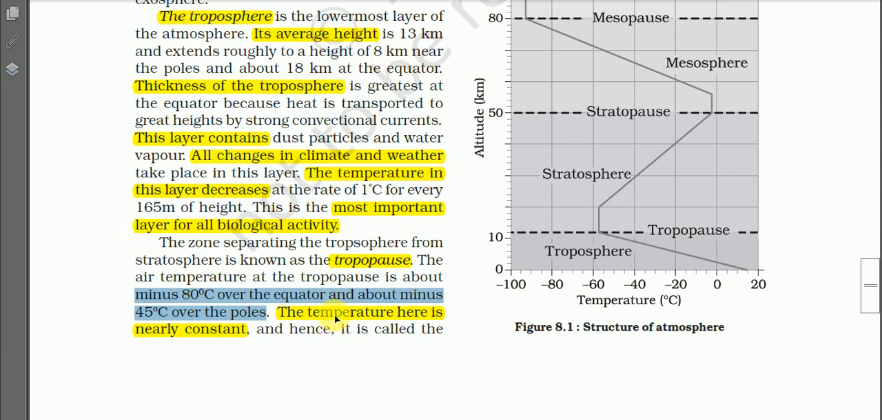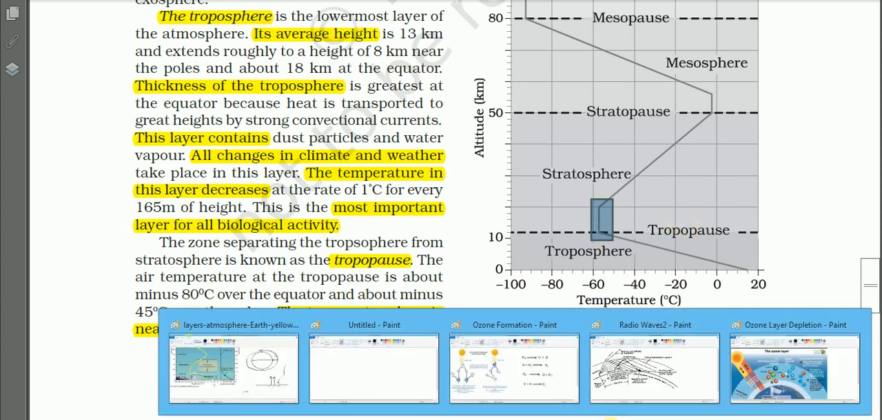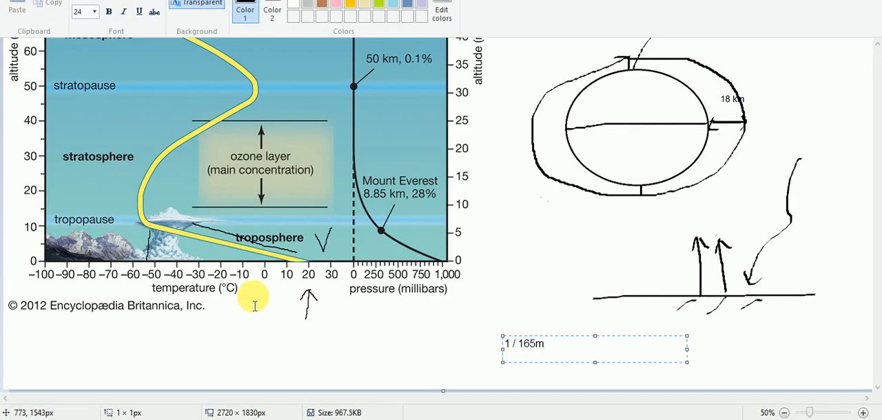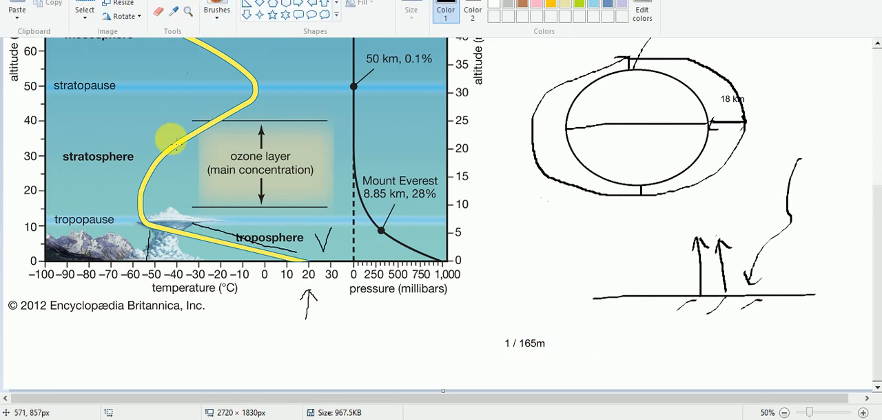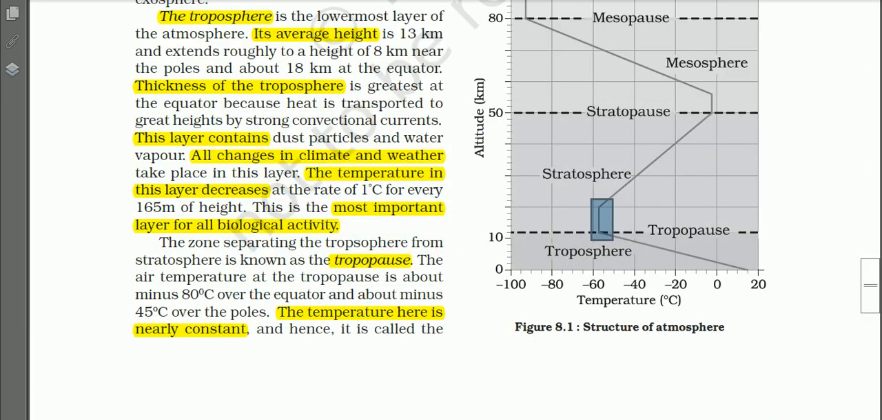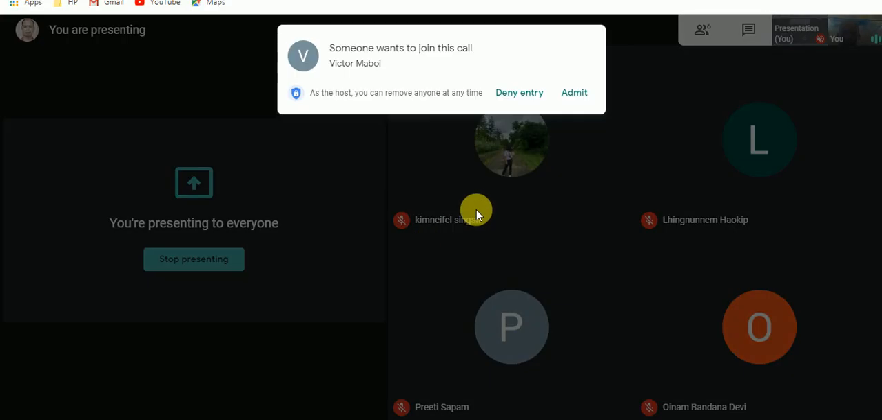Temperature here at the Tropopause is nearly constant. You may be seeing here that it is constant. With increasing height, there is no change in temperature. You may be seeing it in another diagram also. See here in this case also, the temperature remains constant with increasing height in the Tropopause.